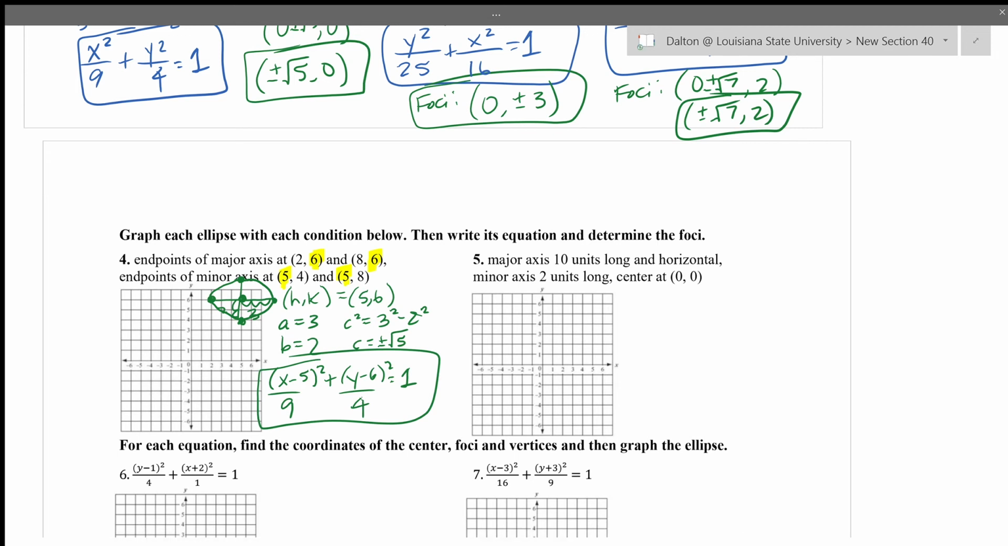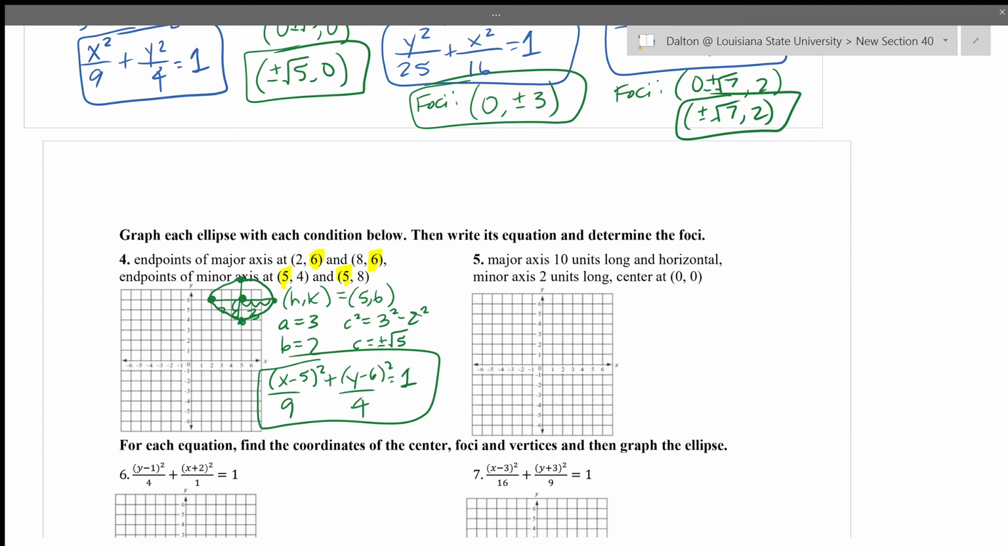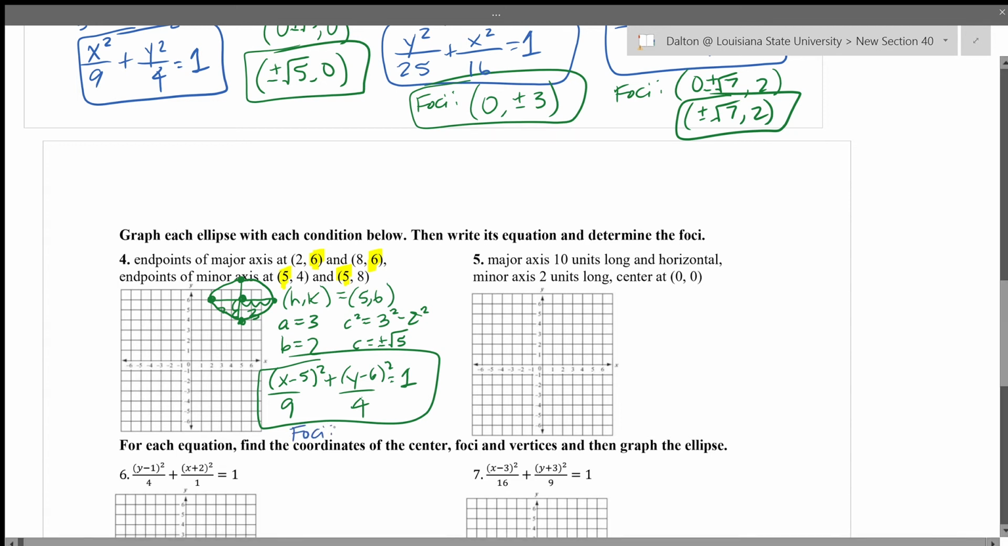And then again, the foci, we always start at the center point, which is 5, 6. And the major axis is in the x direction, so I'm going to be adding c to the x value of the center point. So then the foci is going to be 5 plus or minus square root of 5, comma 6.